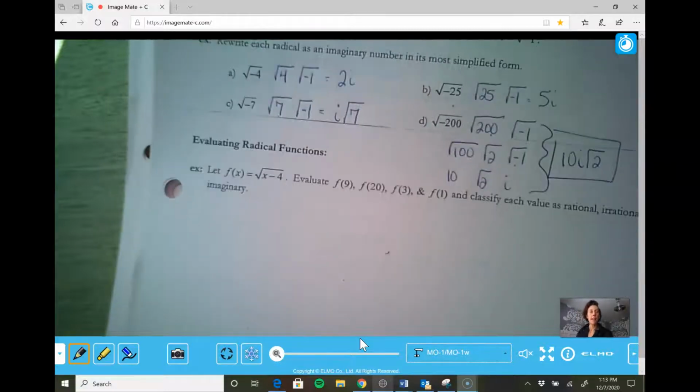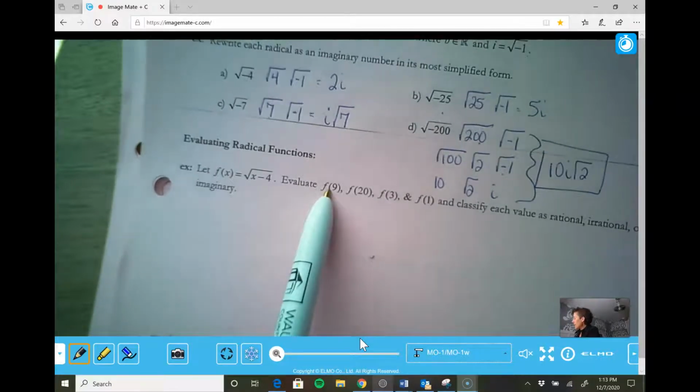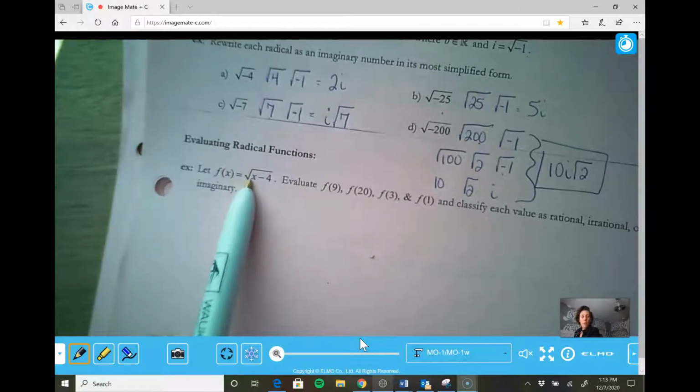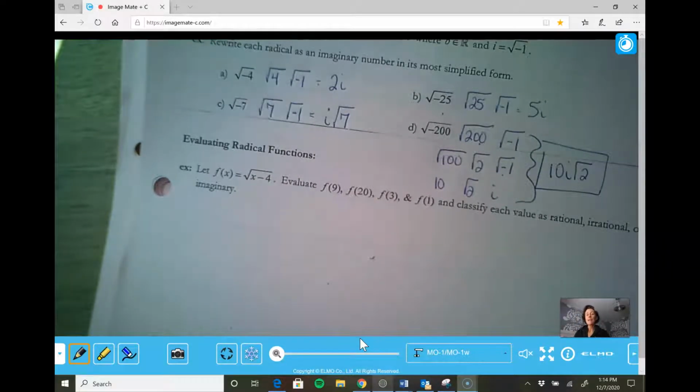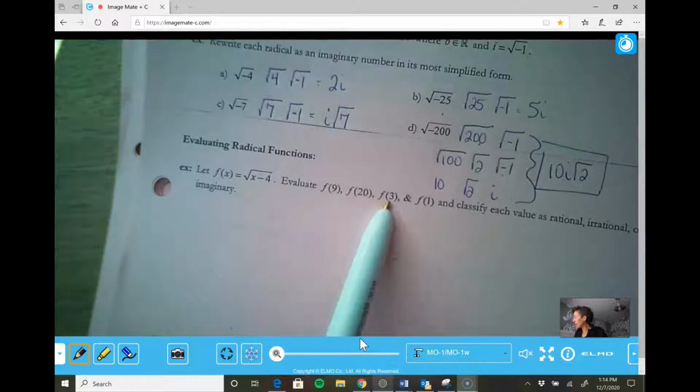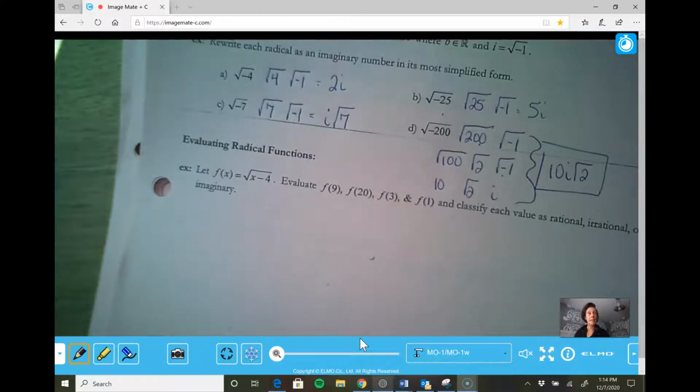So let's talk about this next part. This part is huge on your Chapter 3 test, so you definitely want to follow along here. Evaluating functions. In evaluating functions, we're going to take this function f of x, which is the square root of x minus 4, and we're going to put these numbers in here. Now, because it is a square root, when I put these numbers in here, I actually might end up taking the square root of a negative number, which technically shouldn't happen. But what will happen is we're going to get these i's out of it.